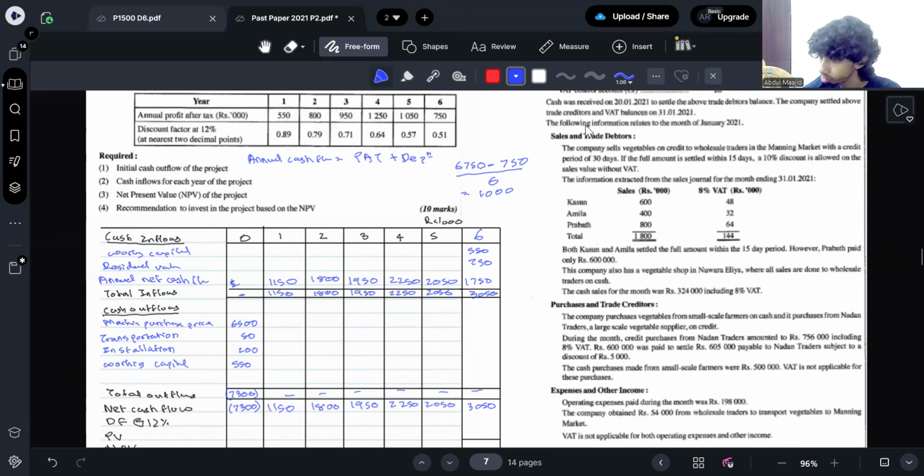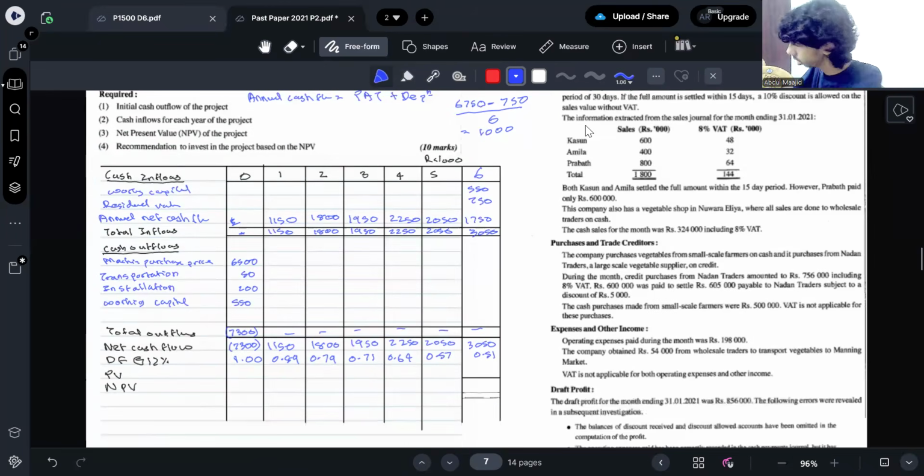For year 0, the discounting factor is always 1.0, no matter whatever the percentage is. Just 1, no problem. Year 1, 0.89, 0.79, 0.71, 0.64, 0.57, and 0.51. If you multiply this with the discounting factor, you get the present value. The present value of year 0 will still be 7,300.